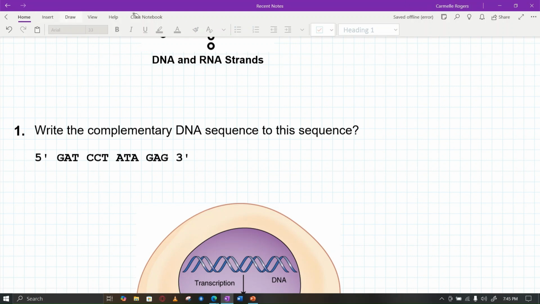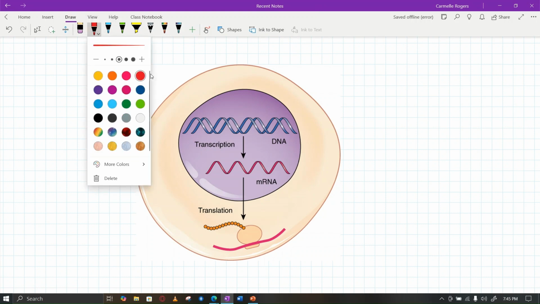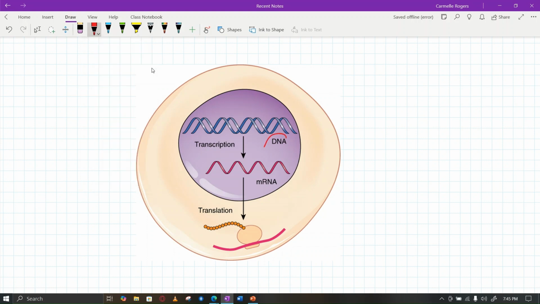Let's go ahead and start by a bit of a review. We're going to talk about the central dogma. The central dogma of molecular biology explains how information is transmitted through the cell. And so we start off with this cell. It's a eukaryotic cell. It has a nucleus, and within the nucleus, we have our DNA. And notice how DNA is double-stranded.